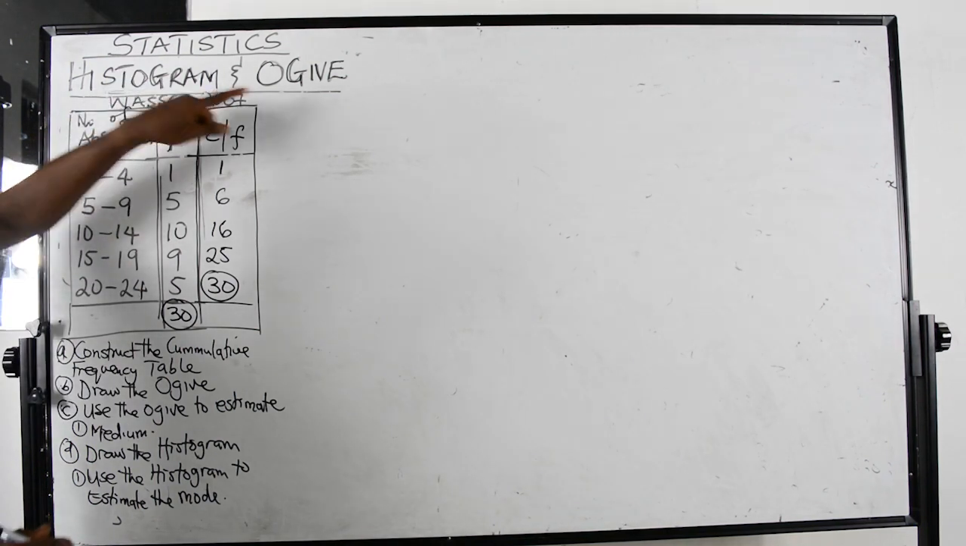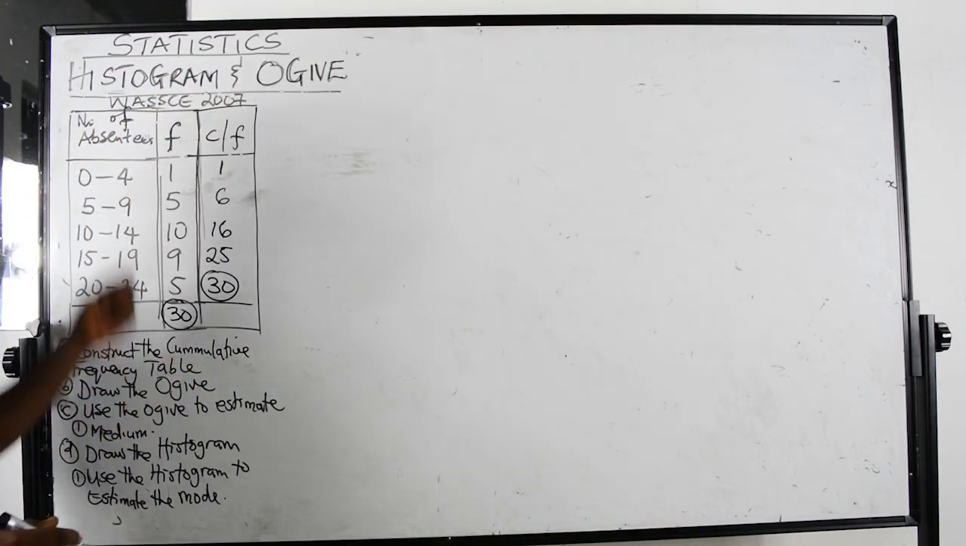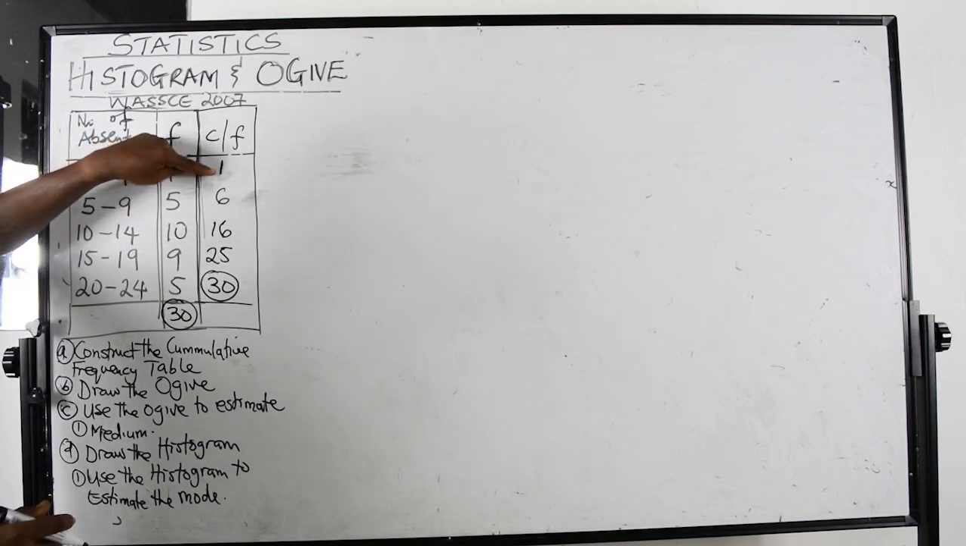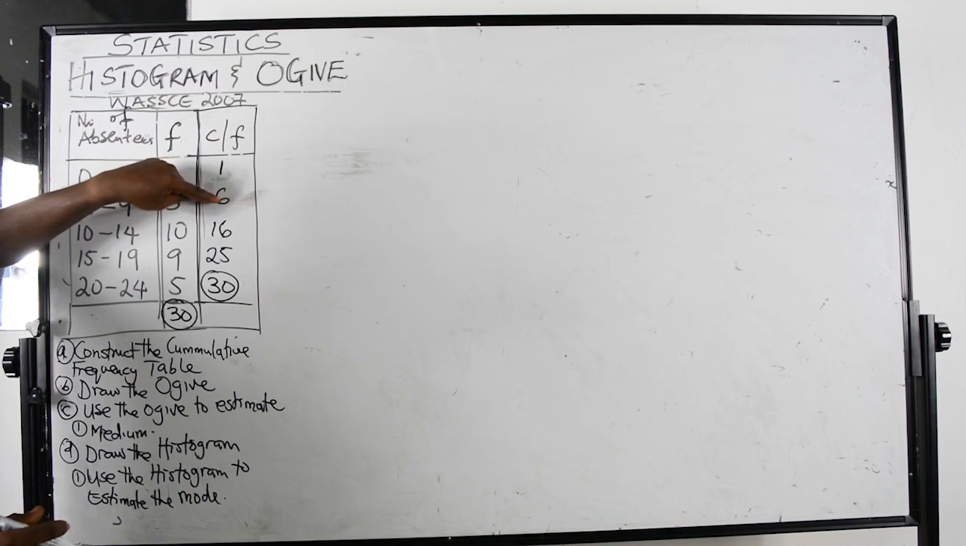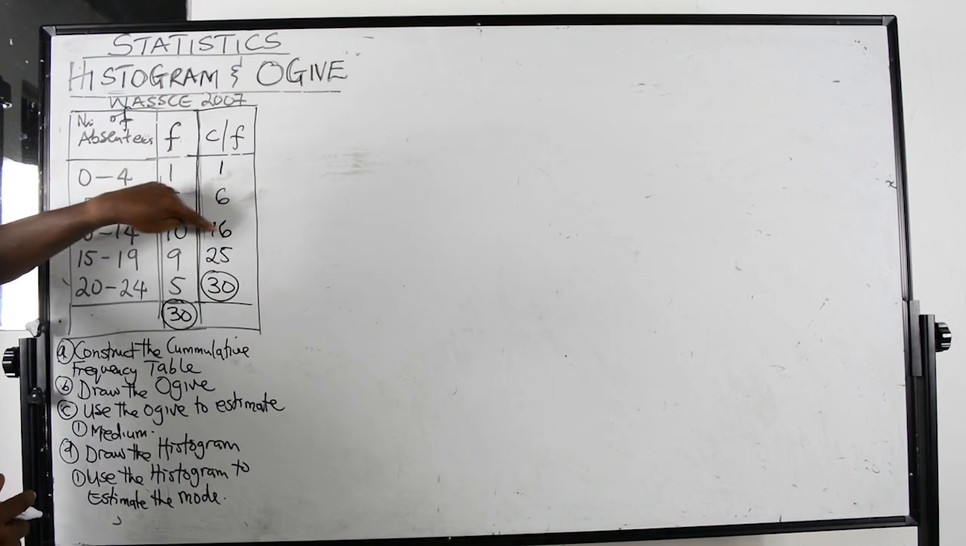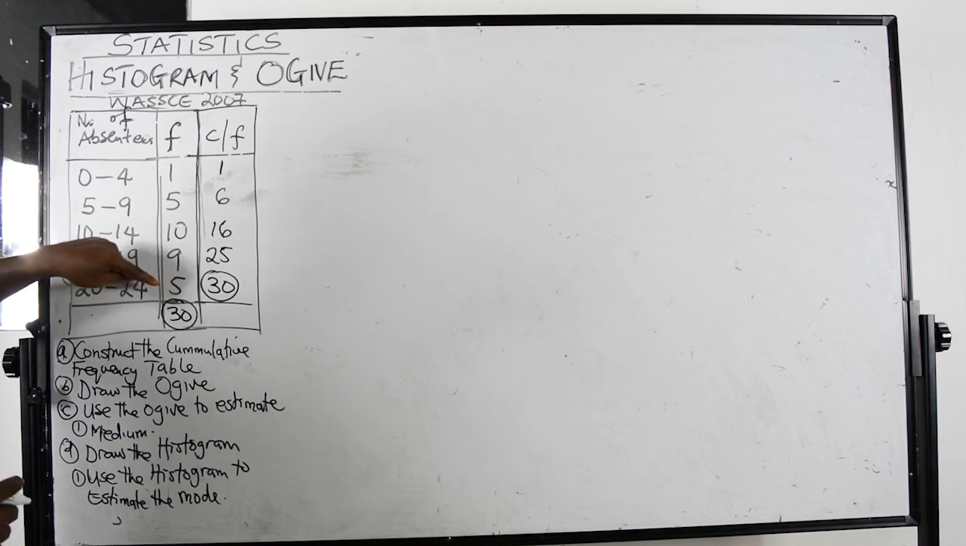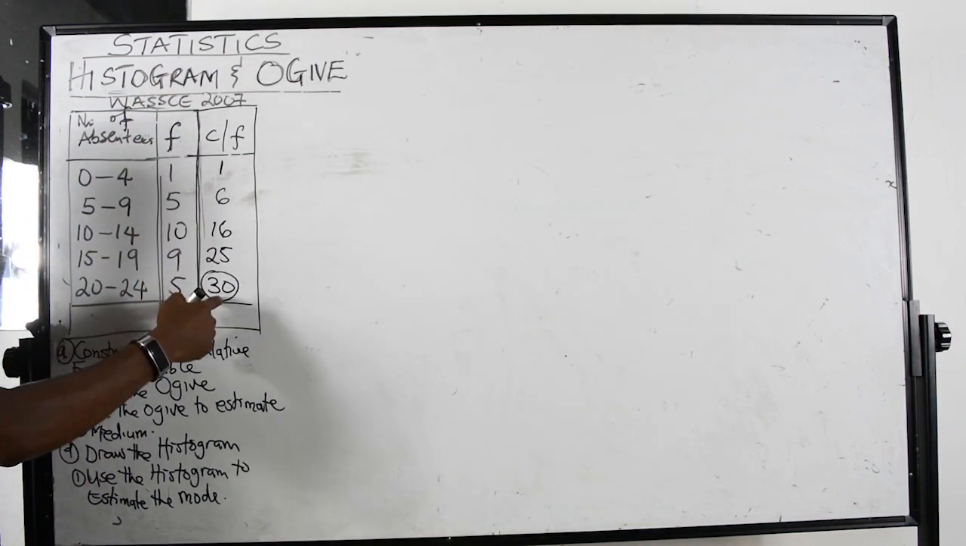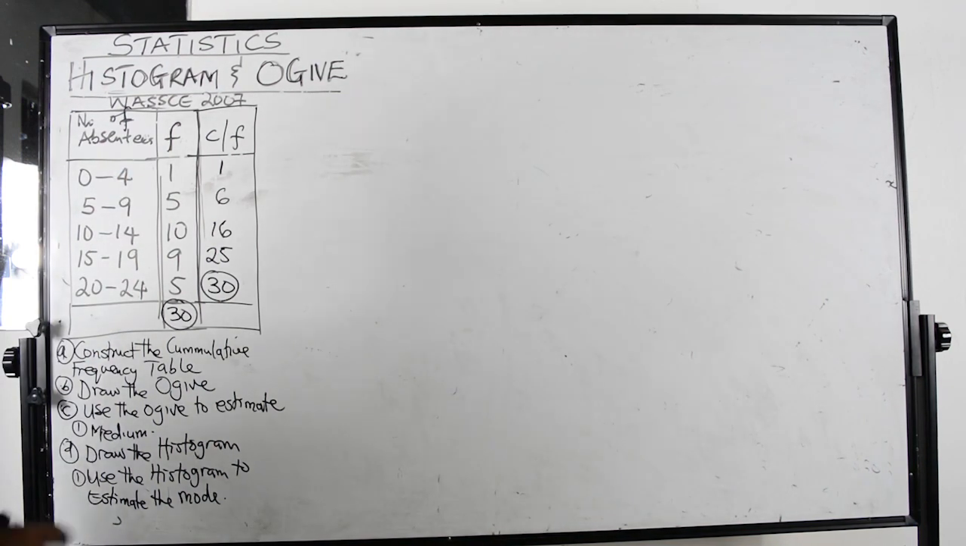It's like the word itself, accumulate. To accumulate means to add consecutively as you're moving. So 1, the first frequency, added to 5 gives me 6. 6 added to 10 gives me 16. 16 added to 9 is 25. 25 added to 5 is 30. So I've accumulated the frequency, and this total must be equal to this. It means I didn't make any mistake there.